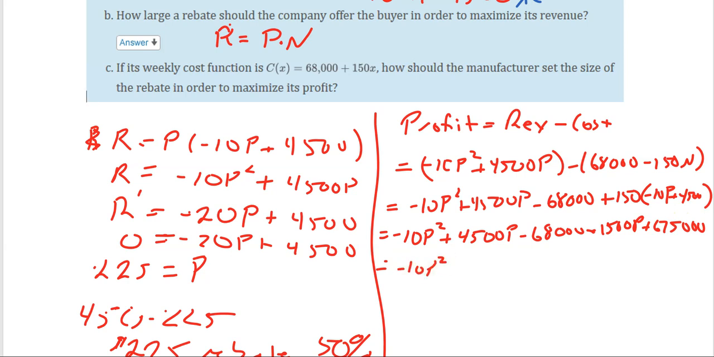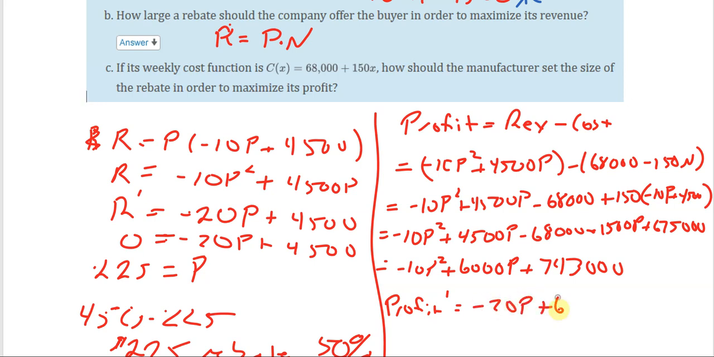Now let me combine my like terms. We've got 4,500 plus the other 1,500. So that's 6,000p. And then negative 68,000 plus 675,000, so 607,000. Now we're going to look at the derivative. So profit prime is negative 20p plus 6,000.